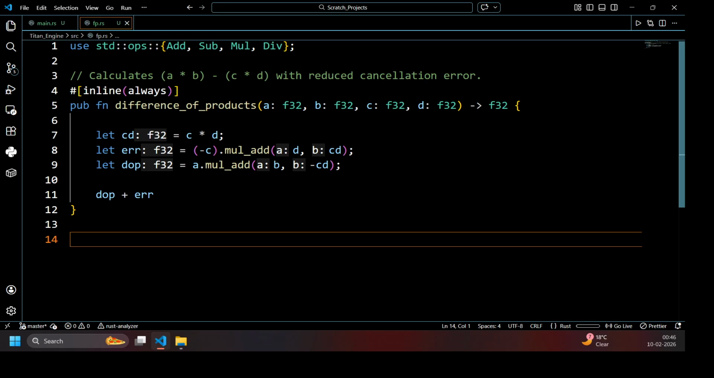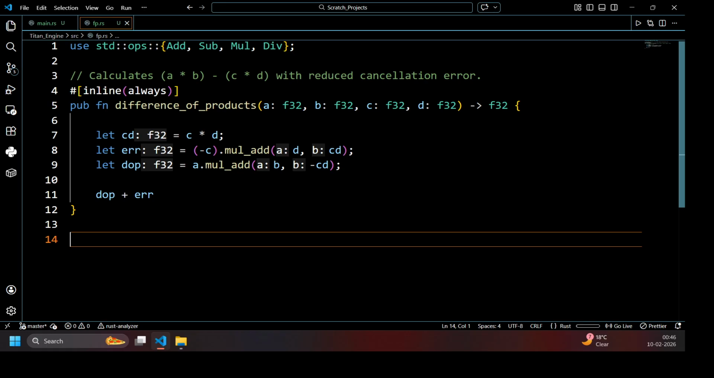This gives us the main part of our answer, again with that high FMA precision. But wait, D is still using that CD variable, which we know has an error in it, so D is still slightly wrong. You're right, it's close, but it's biased by that first rounding error. But we have that error, don't we? We have it in the error variable. I see the final line. Dop plus error. We just add the error term back in.